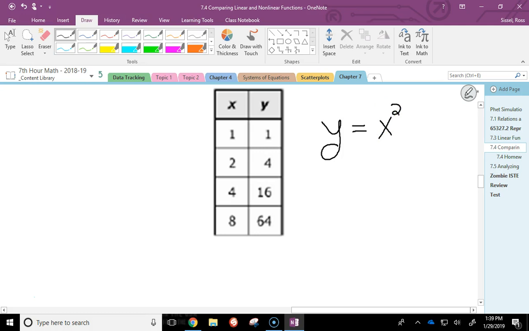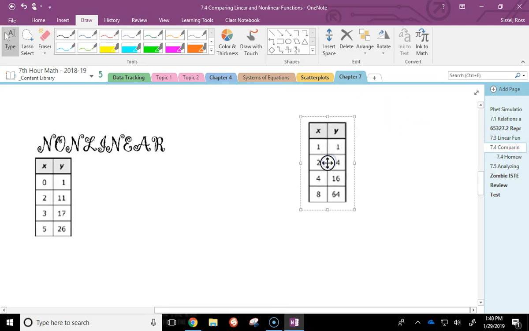1 times 1 is 1. 2 times 2 is 4. 4 times 4 is 16. 8 times 8 is 64. Now, do you feel like this will be a linear equation or nonlinear? This will be non-linear. The reason why is we are squaring our input. That means it will not stay constant. And I'm going to show you a way that we can check it for today's assignment. But this is going to be non-linear.